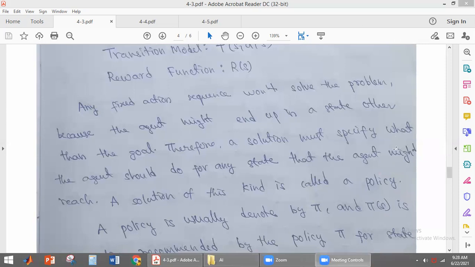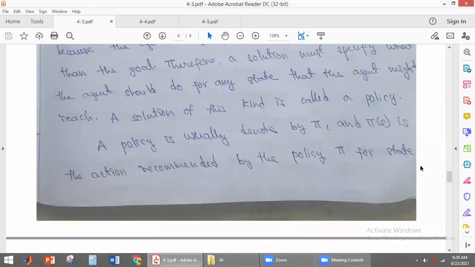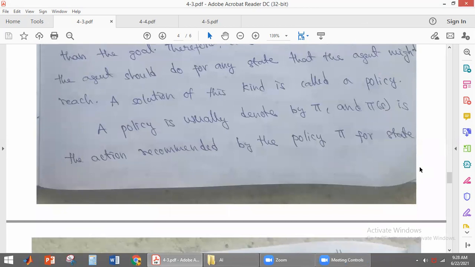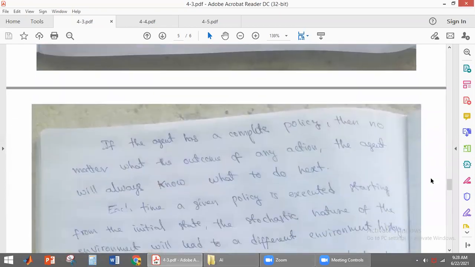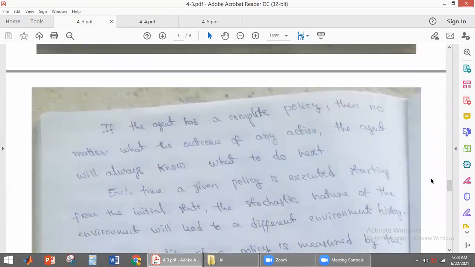So that is called a policy. Instead of a fixed action, we specify an action for a particular state. For example, if it is at (1,1), what action does it have to take? It has to go up, like that. For every state, an action will be specified. We usually denote the policy with pi, students. Pi of s. What is pi of s? Pi of s gives us what action the agent has to perform at a particular state s.